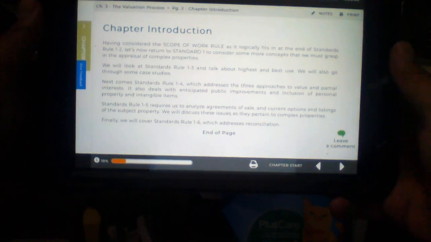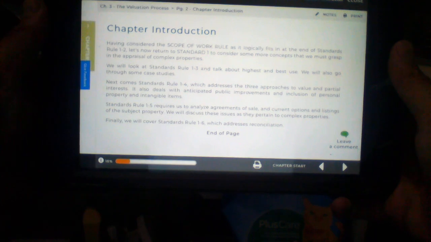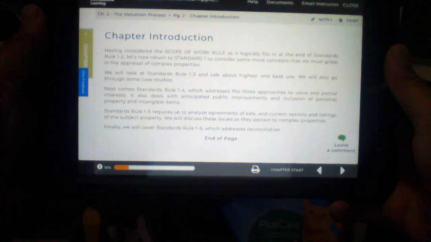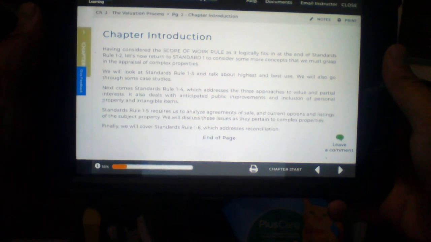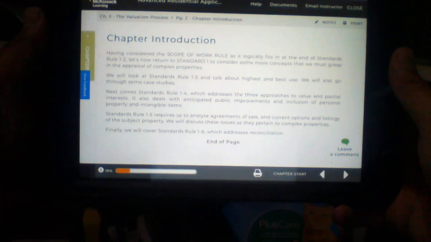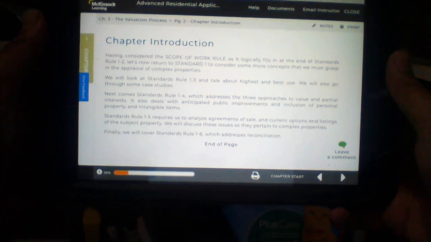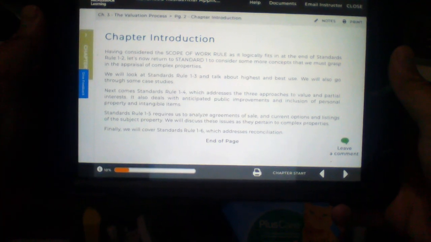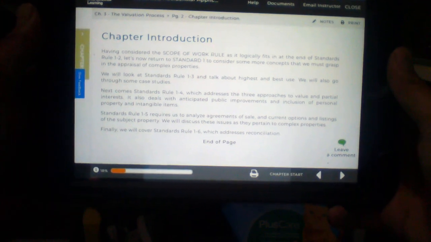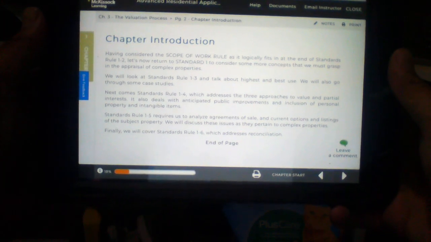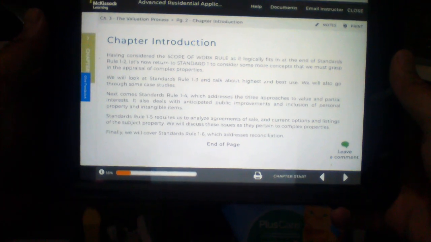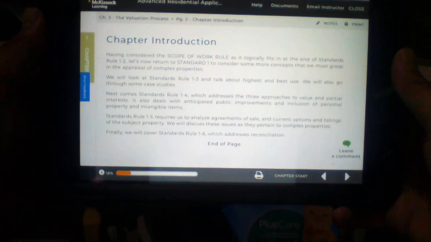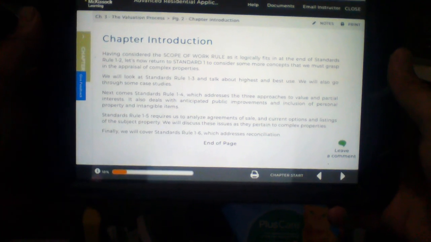Page 2, Chapter Introduction. Having considered the scope of work rule as it logically fits in at the end of Standards Rule 1-2, let's now return to Standard 1 to consider some more concepts that we must grasp in the appraisal of complex properties. We will look at Standards Rule 1-3 and talk about highest and best use. We will also go through some case studies.